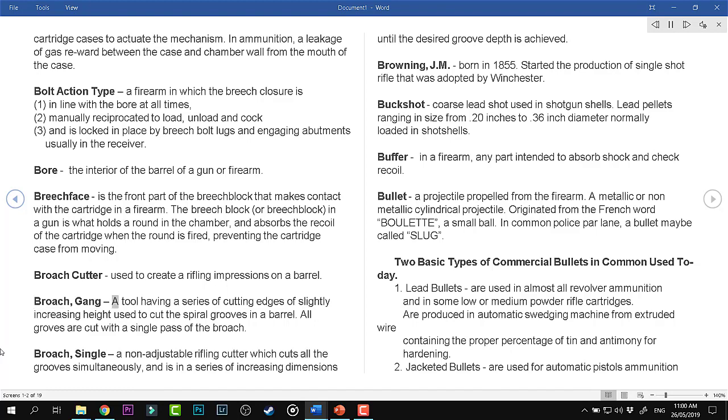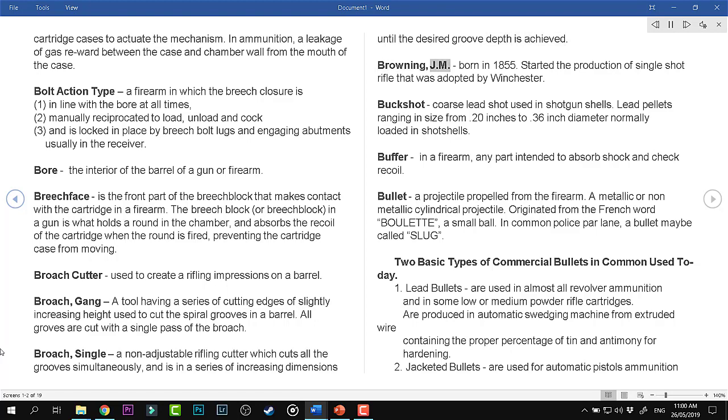Broach, gang, a tool having a series of cutting edges of slightly increasing height used to cut the spiral grooves in a barrel. All grooves are cut with a single pass of the broach. Broach, single, a non-adjustable rifling cutter which cuts all the grooves simultaneously, and is used in a series of increasing dimensions until the desired groove depth is achieved.